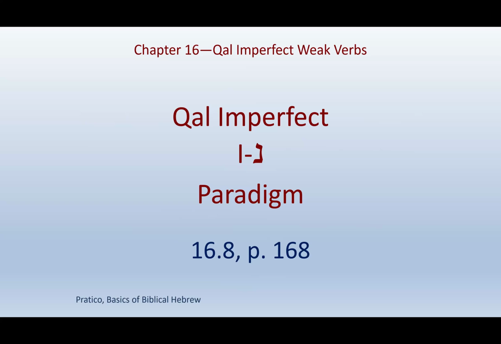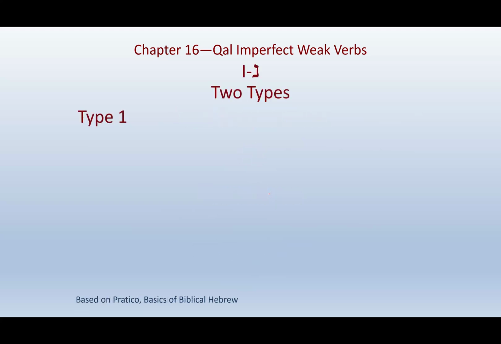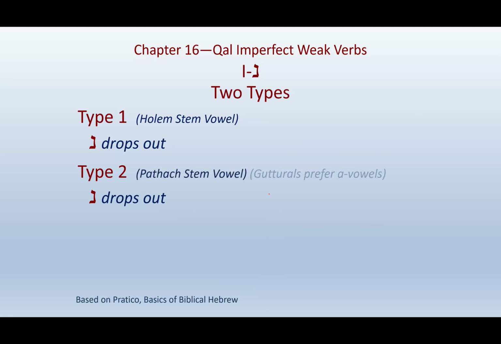Okay, we'll look at it in a little bit more detail now on the screen. So, two types of one noon. Type 1, the noon drops out. Guess what? For type 2, the noon drops out. Okay, that's pretty consistent. The noon drops out pretty easily. And type 1 is going to be a holem stem vowel, and type 2 is going to be a patach stem vowel. Gutturals prefer A vowels.